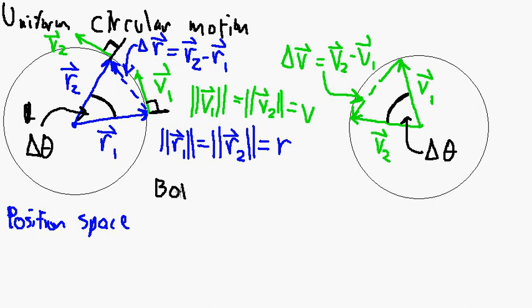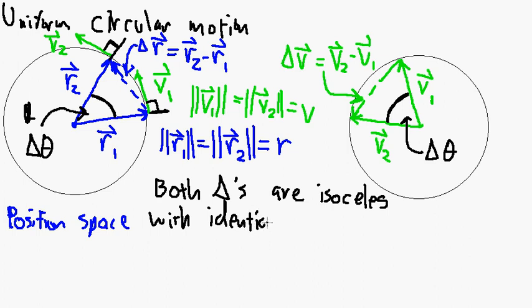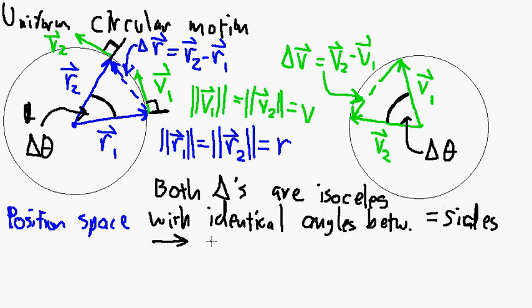Both triangles are isosceles. Not isoscelers, sorry. Isosceles with identical, I'm not sure what you call it, but we call it identical angles between equal sides. This is the sort of sloppy math shorthand that I got into when I was taking geometry in 10th grade or 9th grade. But both triangles are isosceles triangles with equal angles between, or the identical angles between their equal sides. What that means is that triangles are similar.